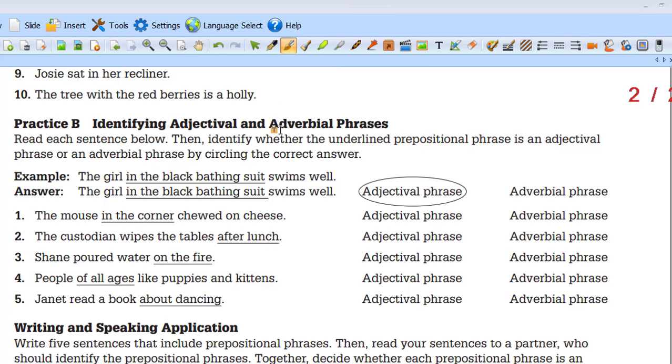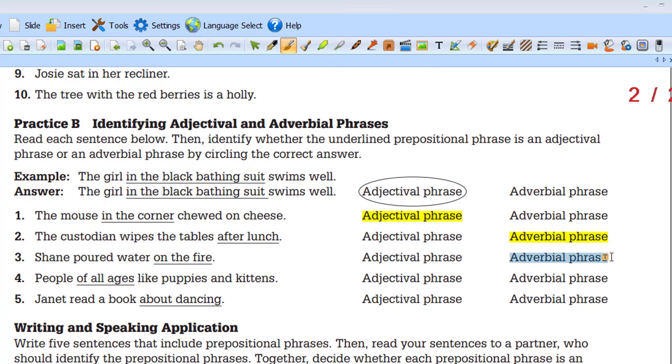So here you have to decide the type of the prepositional phrase. In number one, what's the type here? It's what? Adjectival phrase. Number two, it's adverbial. Adverbial phrase. After lunch. Okay? So the custodian wipes the tables when? After lunch. Here I'm talking about when he wipes these tables. I'm modifying the verb here. What about number three? Number three here, okay, adverbial.